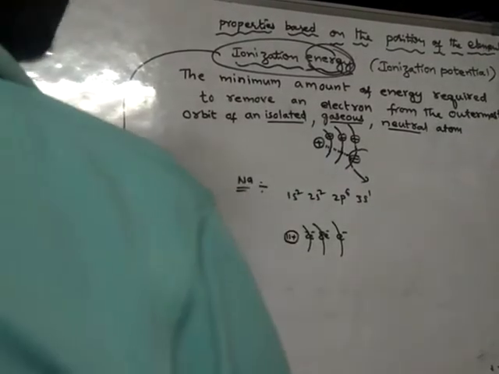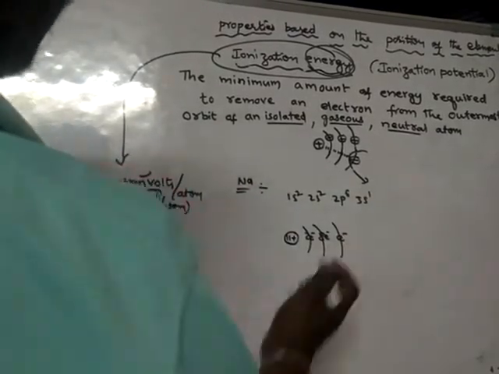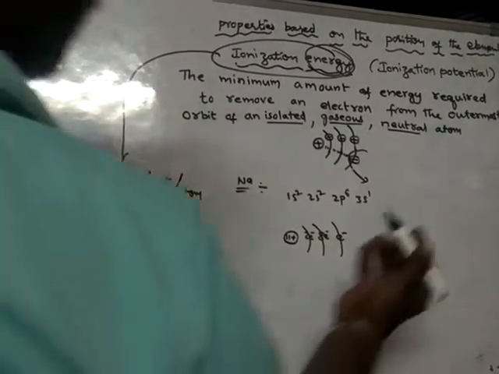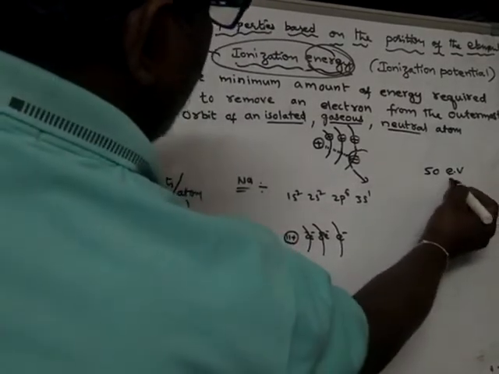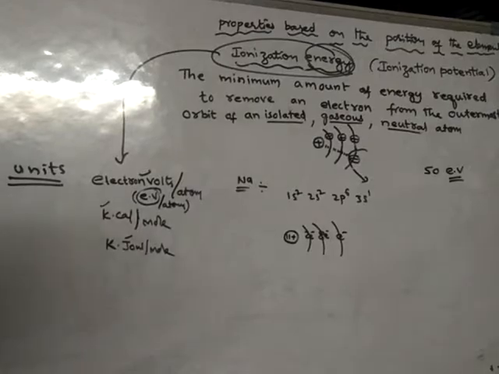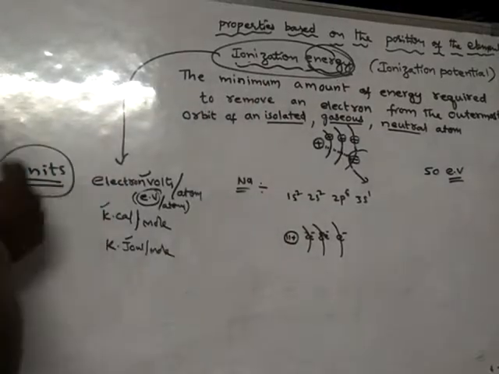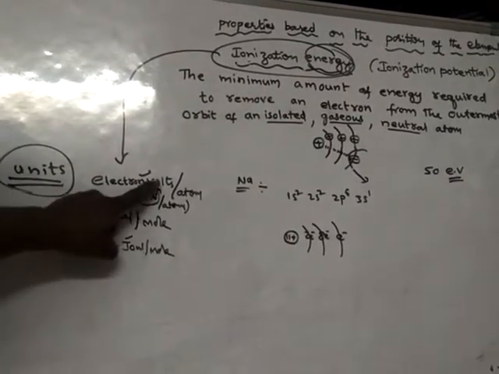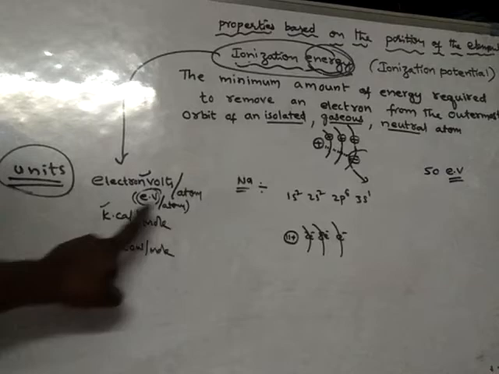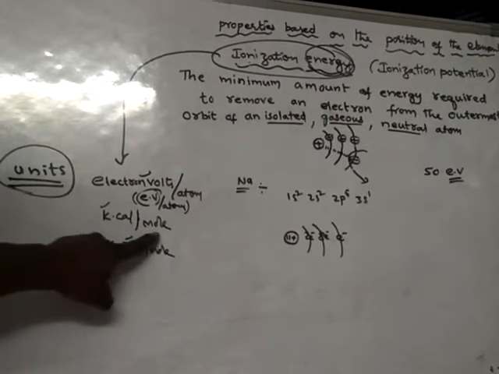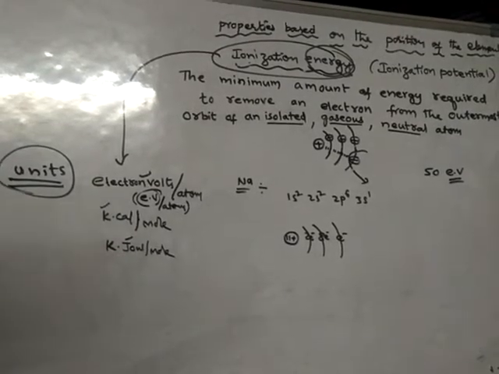Suppose, look here. Suppose I want to remove this electron, actually I have to spend some energy. For example, 50 electron volts. Let us assume. Electron volt is a unit of energy. Ionization energy. It has units. The units of ionization energy are electron volts per atom, simply eV I will write. eV means electron volts per atom. Or another unit, kilocalories per mole. Or another unit, kilojoules per mole. So these three are the units of ionization energy.